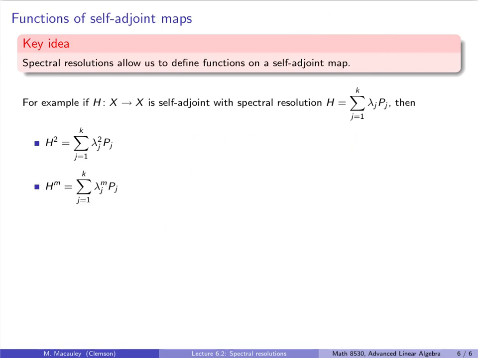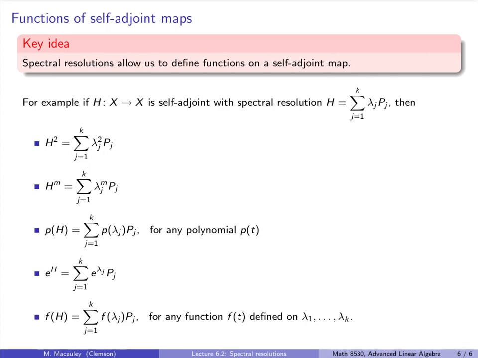Similarly, h to the m is just the sum of lambda j to the m times pj. And if we take any linear combination of powers of h, in other words, a polynomial p of h, then that's just p of lambda j times pj, again for any polynomial p of t. That's hopefully easy to see. But we can extend this. e to the h is just e to the lambda j times pj, for example.